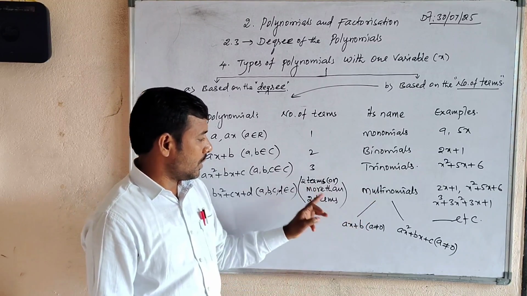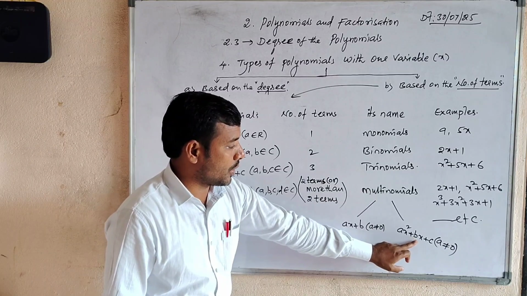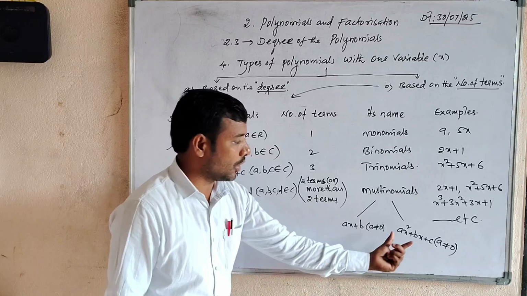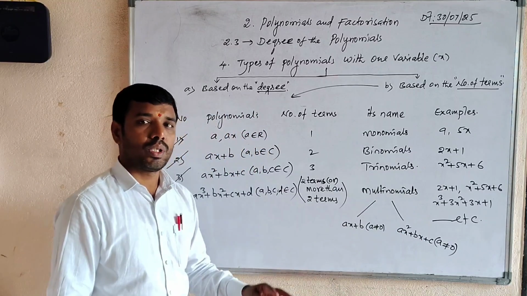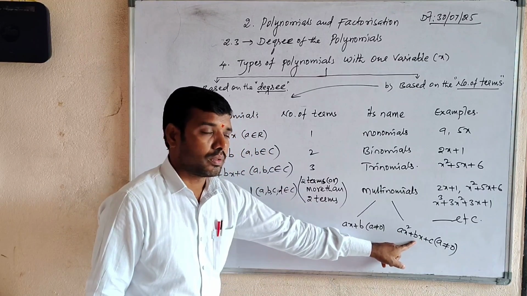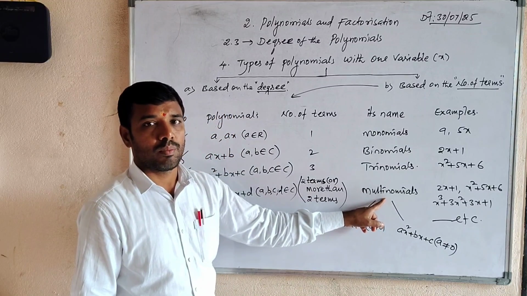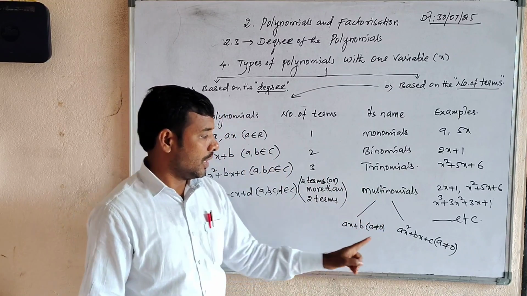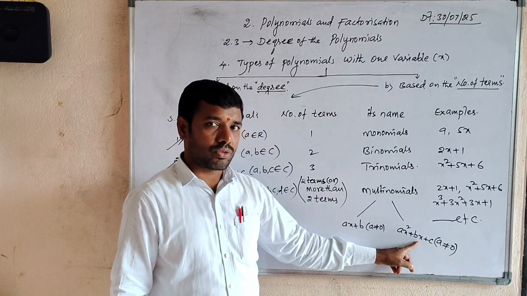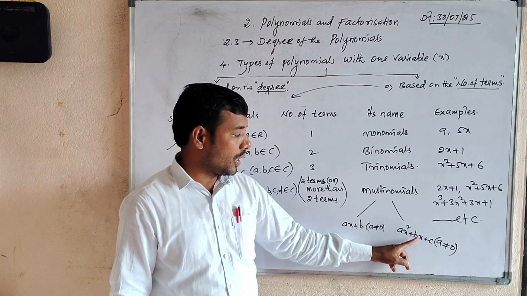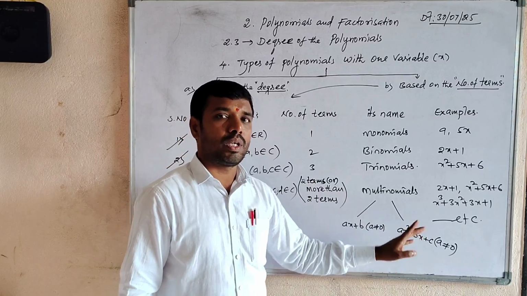Now let us go with this one. Ax square plus bx plus c, where a is not equal to 0. In this, how many terms are there? More than two terms there. So for that reason this is also one of the multinomials only. But important to notice that it is actually a trinomial. Every trinomial is one of the multinomials.